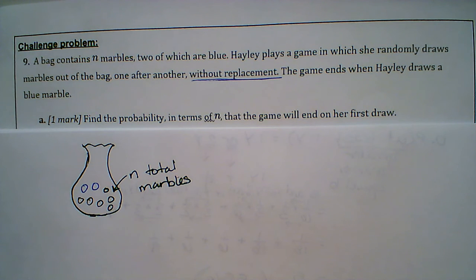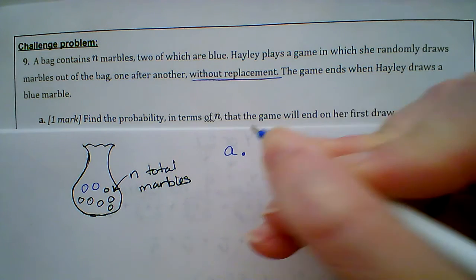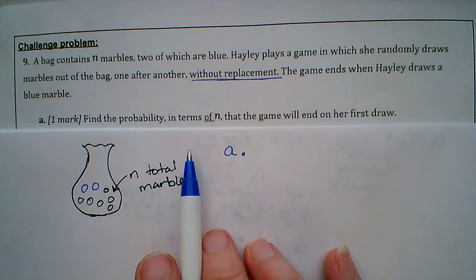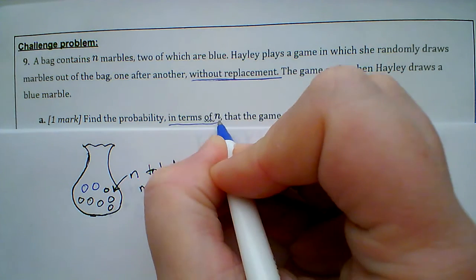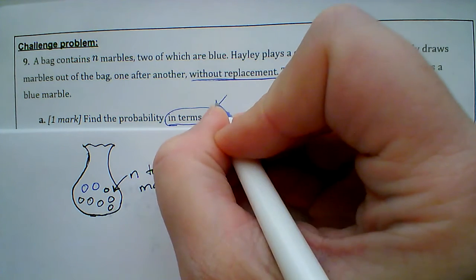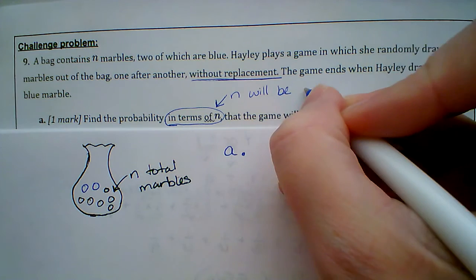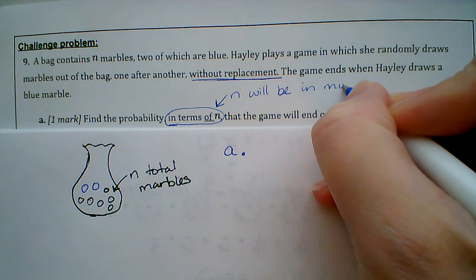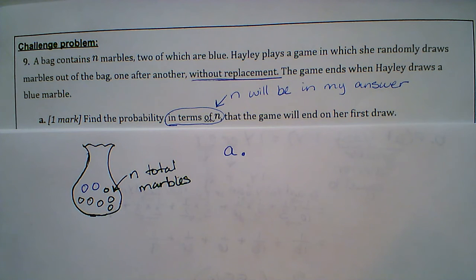All right, so this is my setup. Part A says find the probability in terms of n. So as soon as I see "in terms of n," this is telling me n will be in my answer. That's okay. So find the probability the game will end on her first draw.